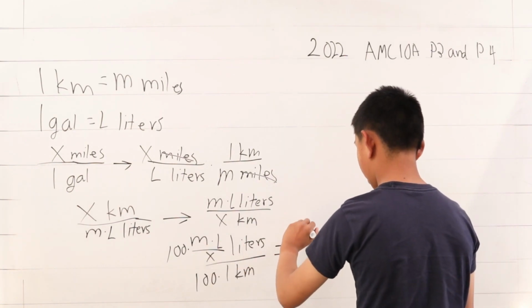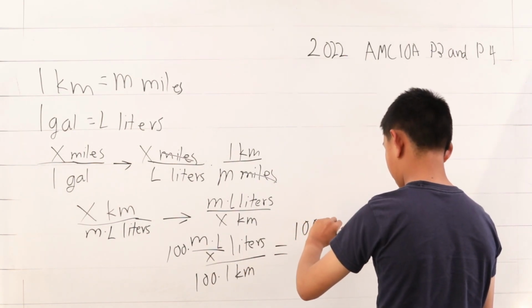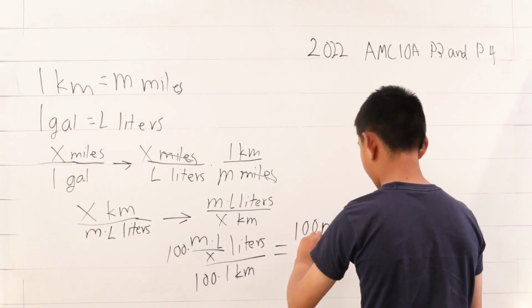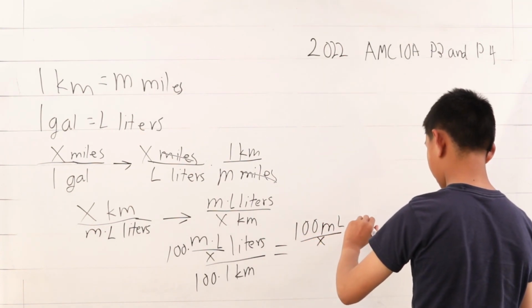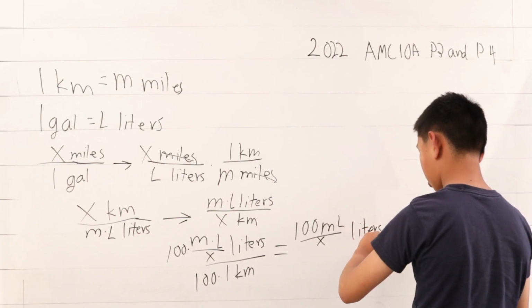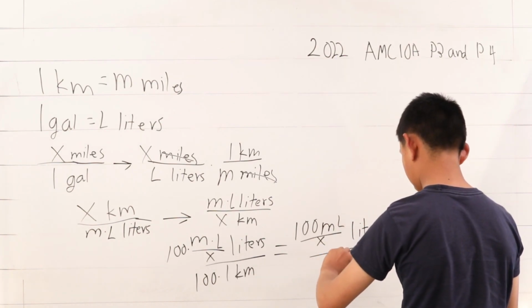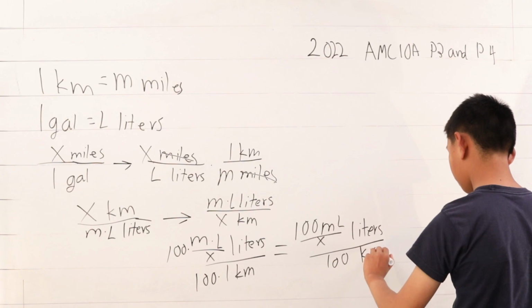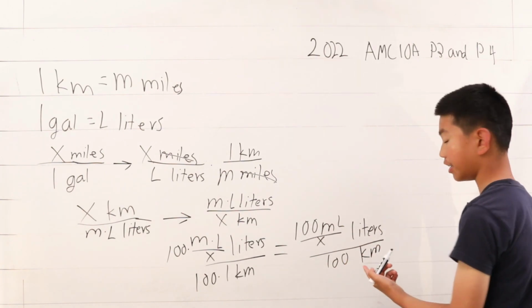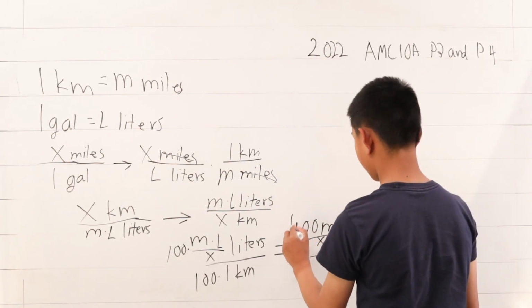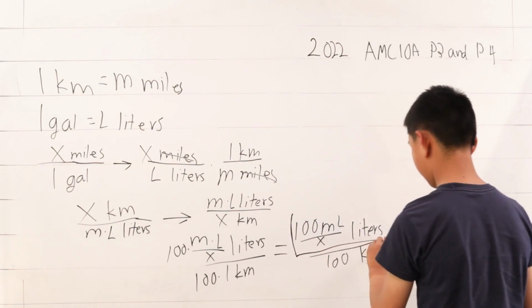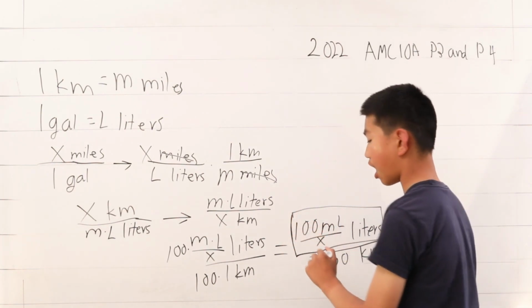This right here is 100 times M times L over X liters over 100 kilometers. Now we see here that we want the liters, so this right here is going to be our answer.